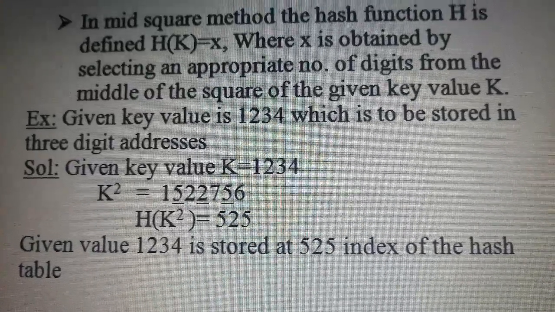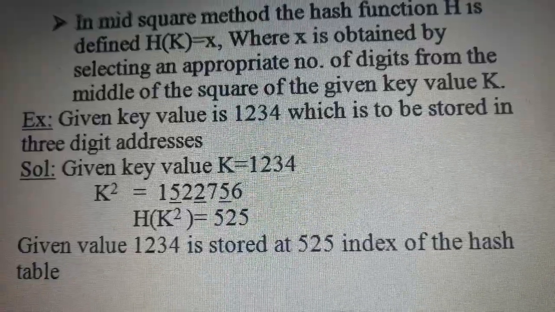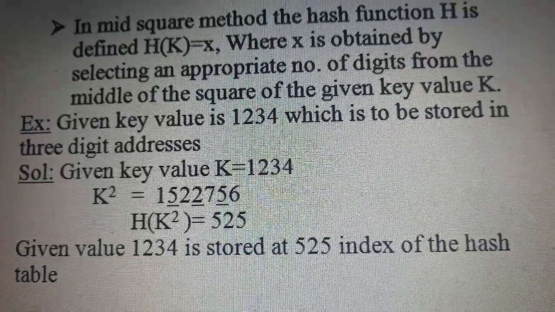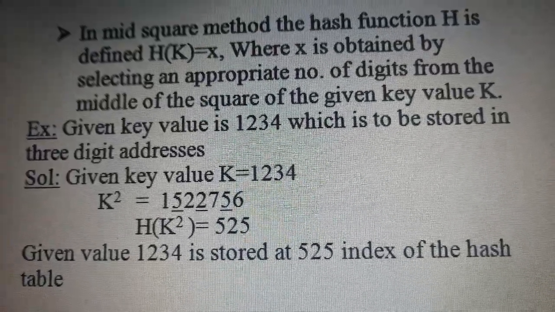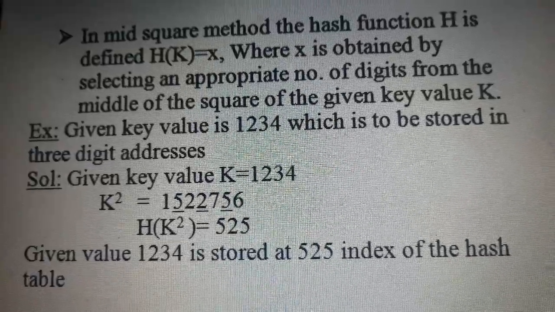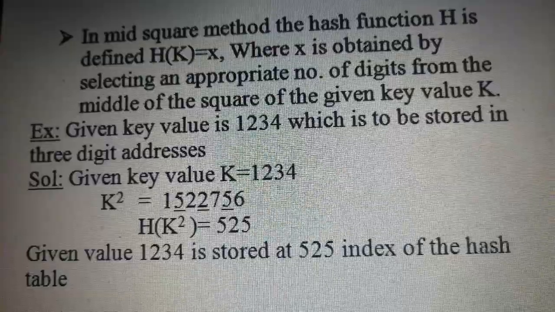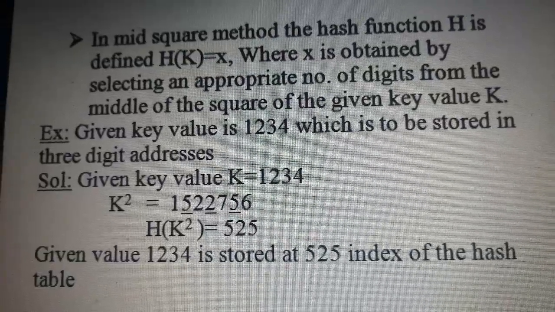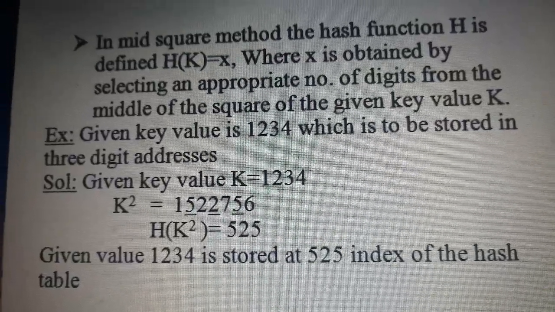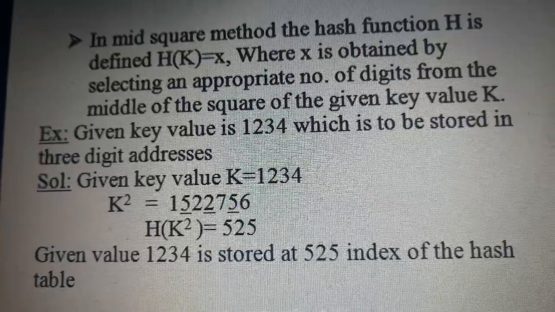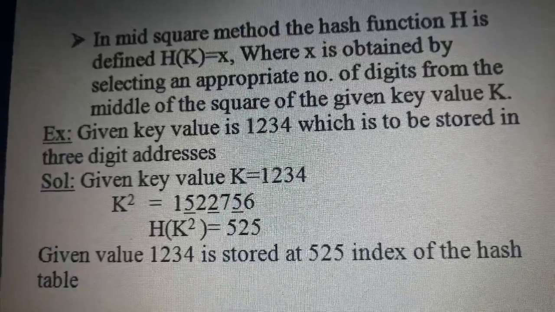Performing a square of a value and taking the mid position seems somewhat difficult, so this method is not encouraged. We will be using the division method for finding an index for a value to insert into a hash table. So these are the hash functions we will be using to insert a value into a hash table.